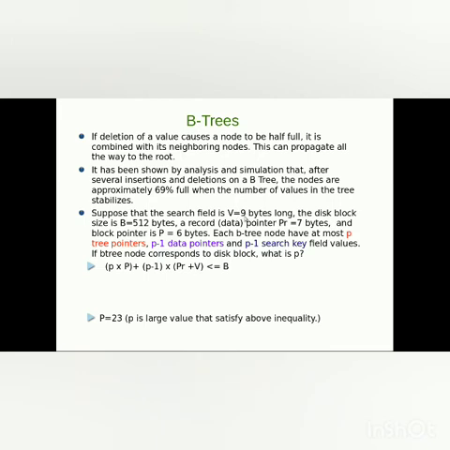The key field requires 9 bytes and the data pointer requires 7 bytes, so 9 plus 7 is 16 bytes, for each of the p minus 1 entries. And p times the block pointer size of 6 bytes: p into 6 plus p minus 1 into 16 is less than or equal to 512. You will get a value for p. That gives 22p less than or equal to 528.